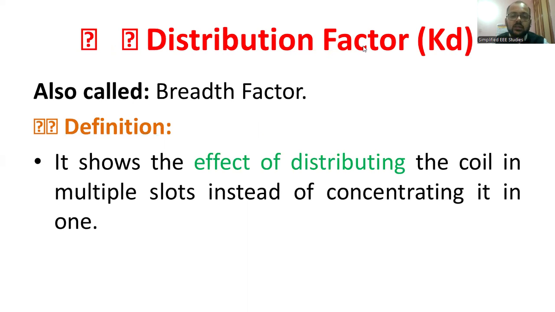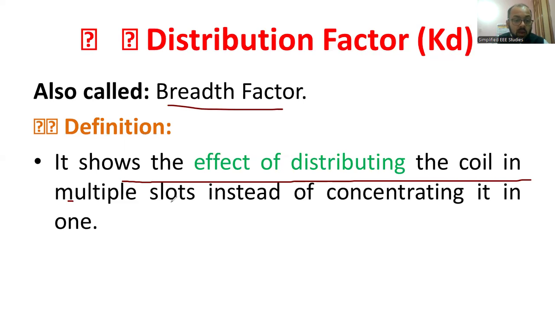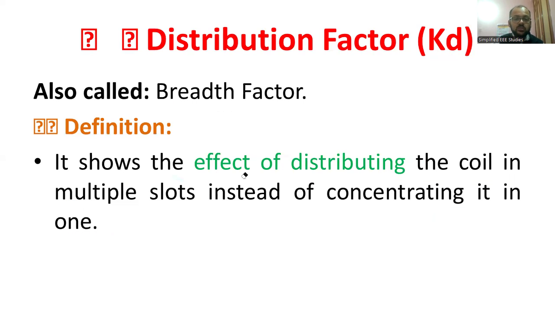The second term is known as distribution factor, which is denoted by KD. KD is also known as breadth factor. So, what is breadth factor? It shows the effect of distributing the coil in multiple slots instead of concentrating it in a single one. The distribution of the coil in the form of multiple slots, in spite of focusing it like a single one, is actually called the distribution factor.